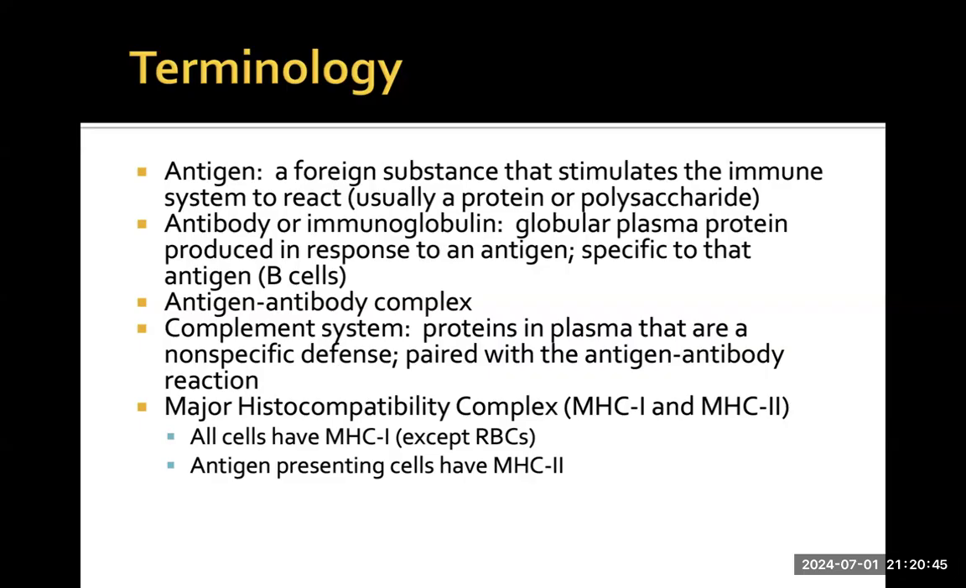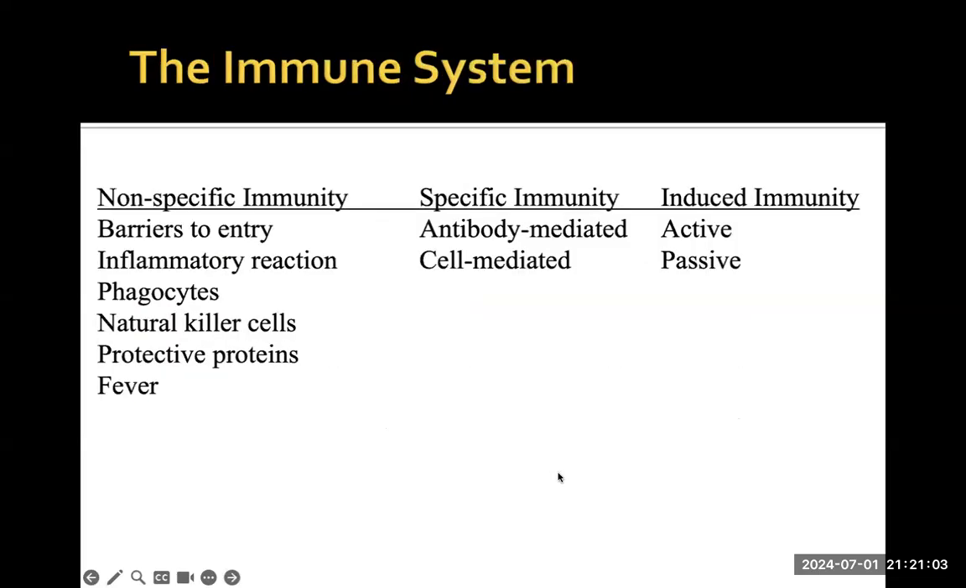And then last terminology here is the major histocompatibility complex. We actually have two of them, so we'll call them the MHC1 and the MHC2. All cells have an MHC1 except for red blood cells. And then antigen presenting cells are going to have an MHC2. So hold on to those terms while we work through the rest of this.